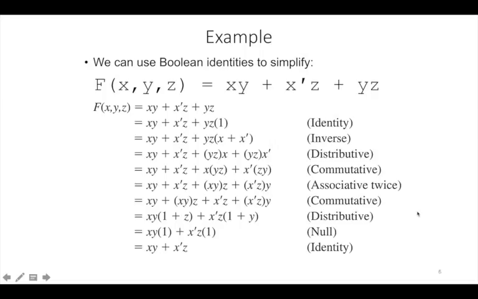So now let's look at a specific example to see how the Boolean identity can be used to simplify a function. Let's consider the function f of three variables x, y, z equals xy OR x complement z OR yz. The first step, we can use the identity law, and we can transform yz into yz AND 1. In the second step, we are going to use the inverse identity.